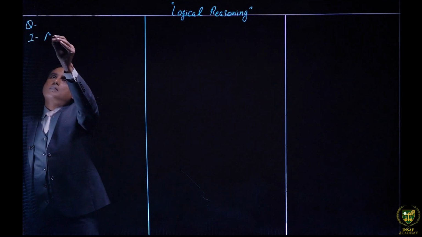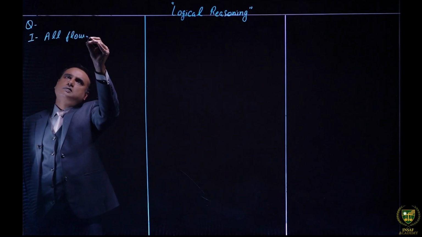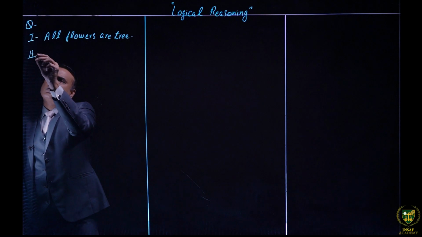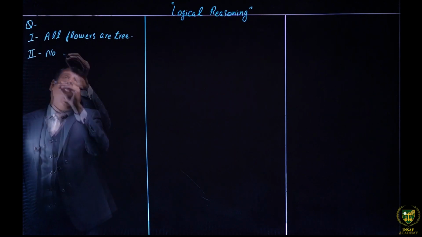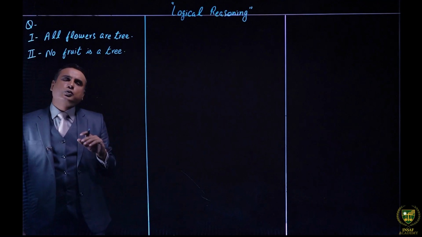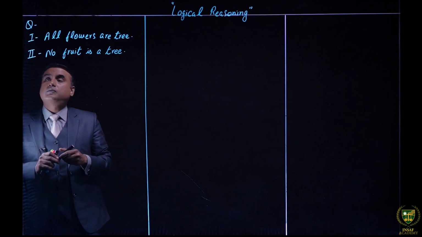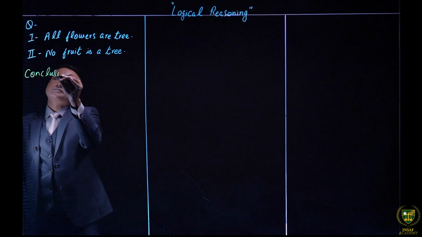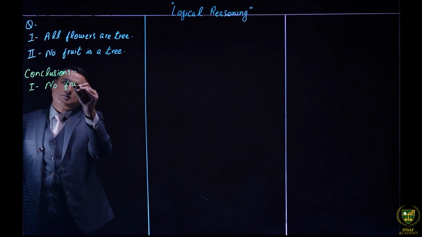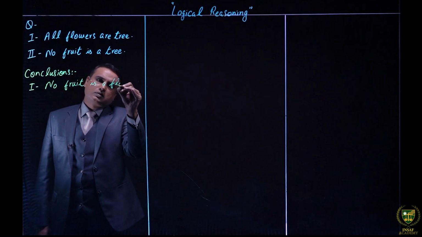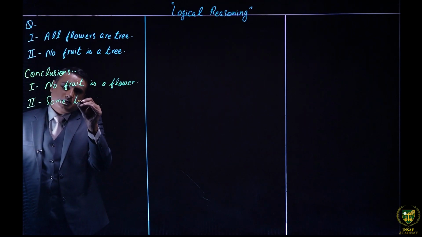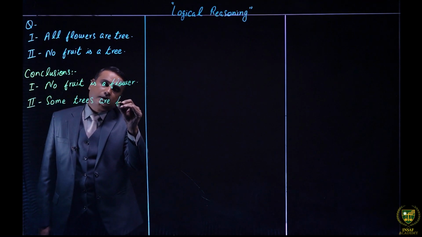Statement one is: all flowers are trees. And statement two is: no fruit is a tree. And the conclusions we have are: no fruit is a flower, and some trees are flowers.